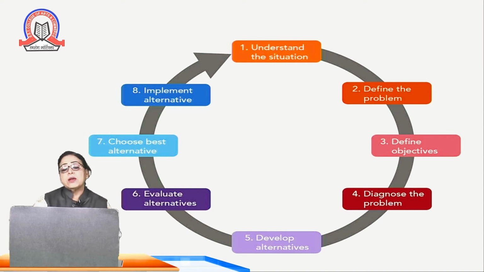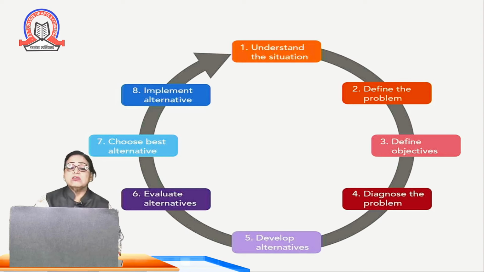Next step in the decision making process is diagnose the problem. Diagnosing refers to analyzing the problem in detail and trying to know the causes of that particular situation. Then develop alternatives. Whenever problems are diagnosed, we have to develop various alternatives to solve the same common problem, because one problem may not have only one solution. It may have multiple solutions. In real life as well, we have multiple solutions to a single common problem.